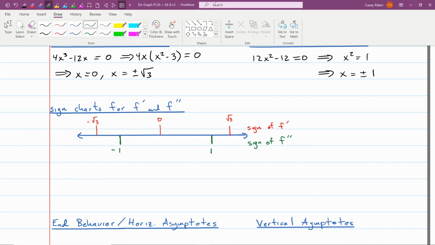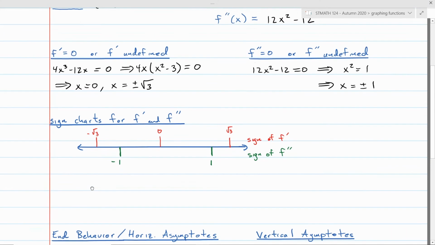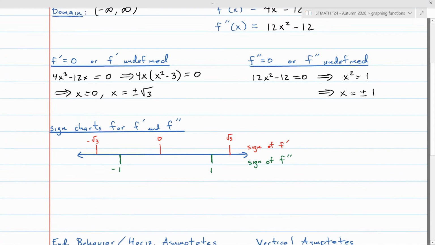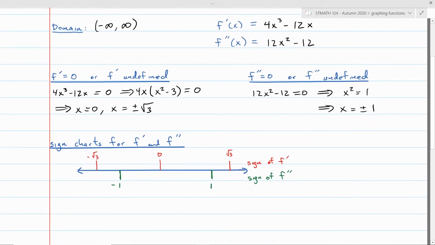So let's check the sign of the first derivative. Okay, if I plug something less than negative square root of 3 into the first derivative, let's say negative 2, for example. If I put negative 2 into the first derivative, I'd get 4 times negative 8, so negative 32, and then minus 12 times negative 2, so that'd make it a plus 24. So I'd have negative 32 but plus 24, so it'll be negative over here.